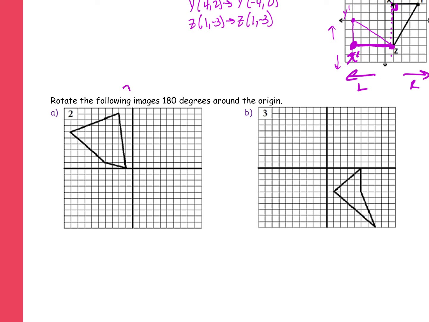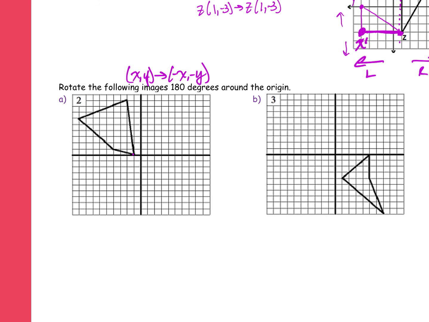Okay, so my rule, remember, is x, y becomes negative x, negative y. So you can label your points. Some people I saw label them A, B, C, D, right? You can do that. You don't have to. But I know that this point right here is negative 1, 0. So it's going to become 1, 0, which is there. And then this point, what's that point? Negative 4, 1 becomes 4, negative 1.